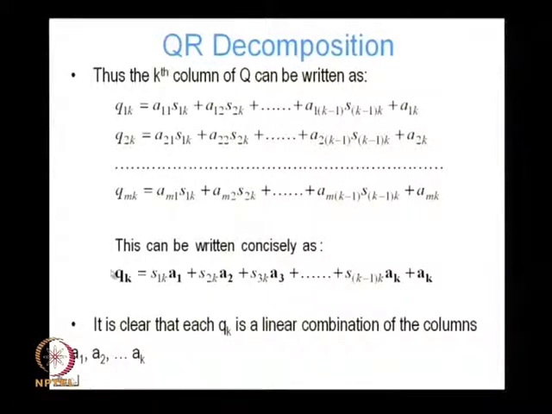So, we can write each Qk as a linear combination of the columns of the A matrix, A1, A2, A3 up to Ak. Again, there is a typo, this should be A(k-1) plus Ak, right. So, it is clear that each Qk is a linear combination of the columns A1, A2 through Ak.